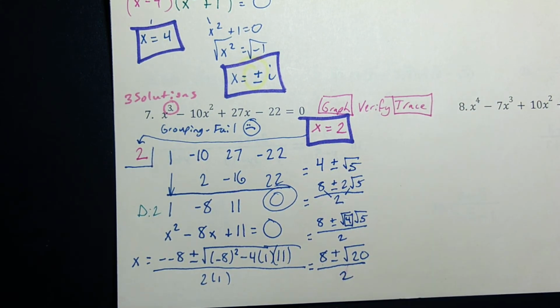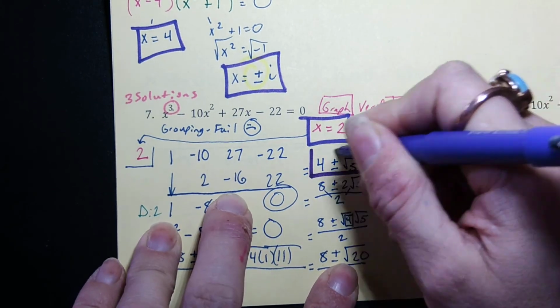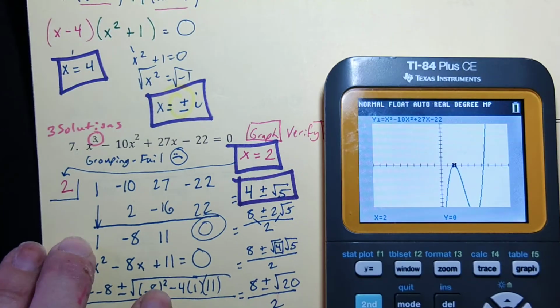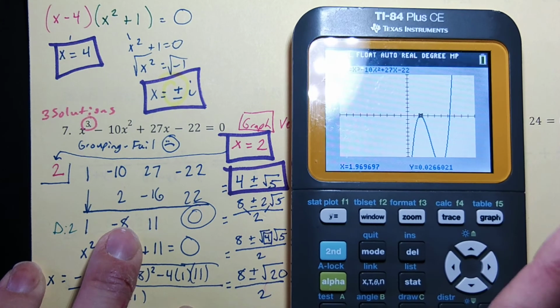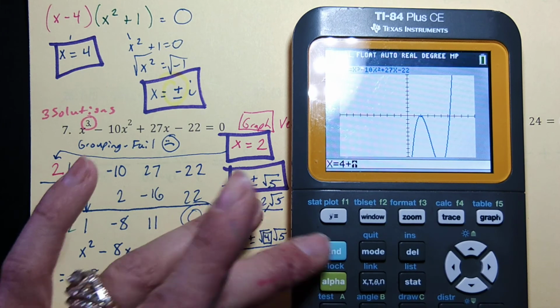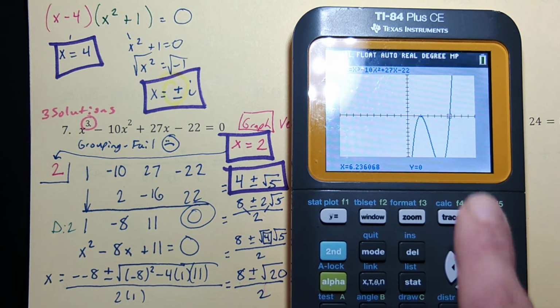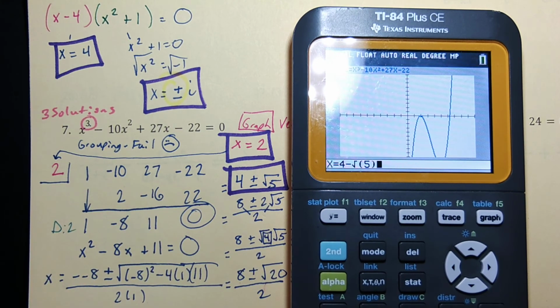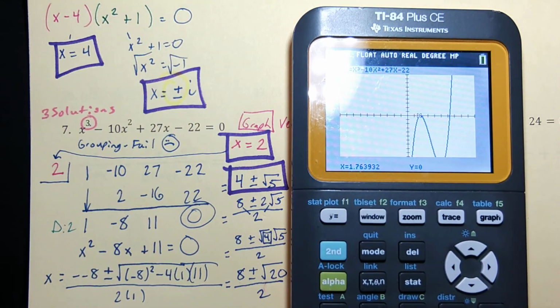How many total solutions did we find? 3. 4 plus rad 5 is 1. 4 minus rad 5 is 2. X equals 2 is 3. And folks, here's what's really awesome. You can hit trace and type 4 plus radical 5. Boom, 0 exactly. And 4 minus the square root of 5. Boom, 0 exactly. So if you're nervous about using the quadratic formula or nervous about all these steps, there's a lot of places where you can plug back in to check your answers.